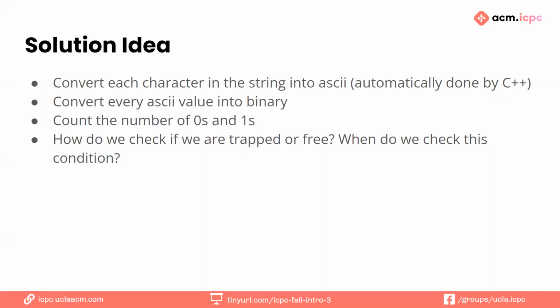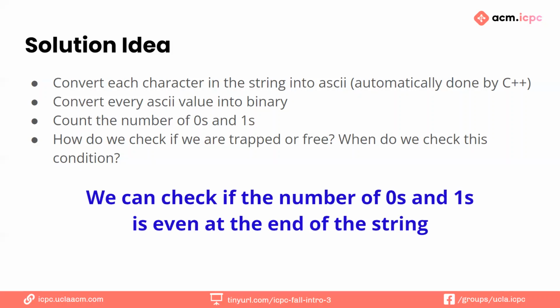And here is my question for you. How would we check that? And when should this check be done? Does anyone want to answer? After we counted the numbers of ones and zeros in the string, what's the condition that our hands are free? Yes? Yes, exactly. So if both numbers are even, then our hands are free. If at least one of the numbers is odd, then at least one of our hands is trapped. And we can check this at the end of every string.